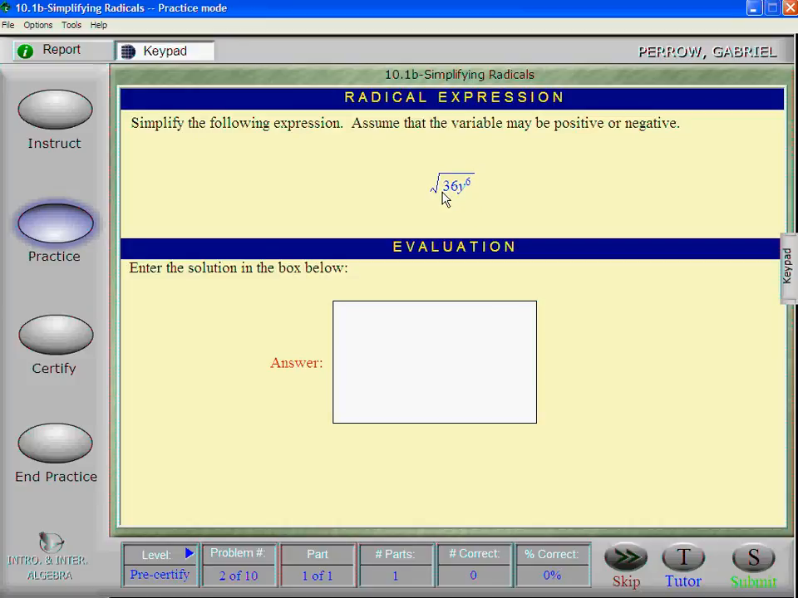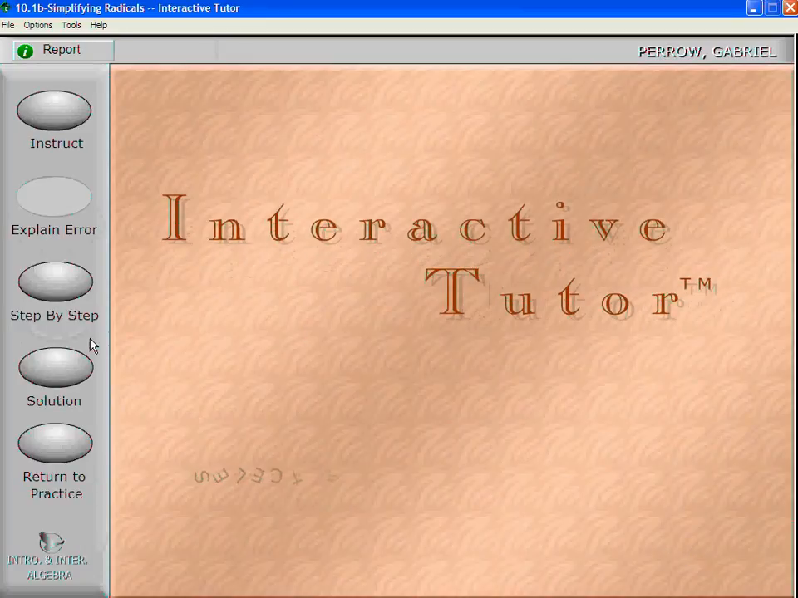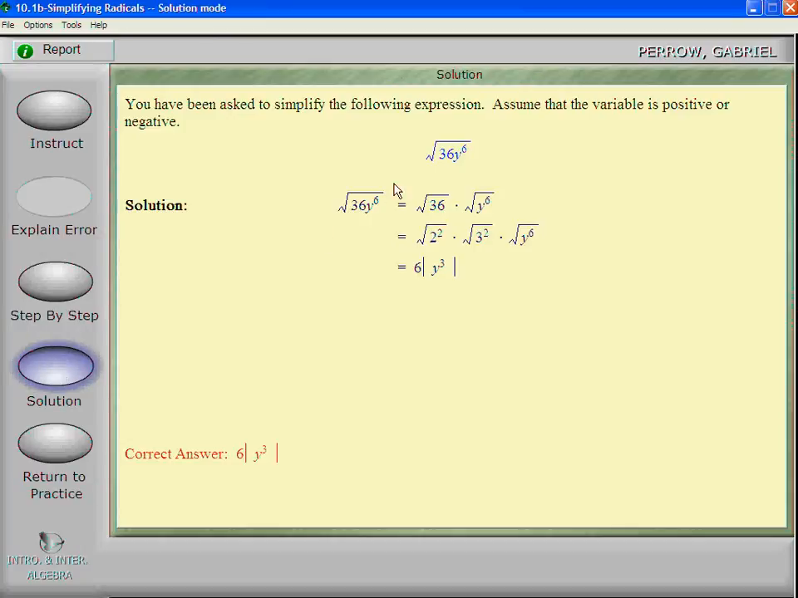The square root of 36 y to the 6th. If we go to tutor mode, look at solution, you'll notice that they take each value, they square root the first value and the last value. A step that they didn't do, that they probably should have, is to show you that 36 is the same as 2 times 2 times 3 times 3. That's where they get the 2 squared and the 3 squared from. So that's kind of a mysterious step there.